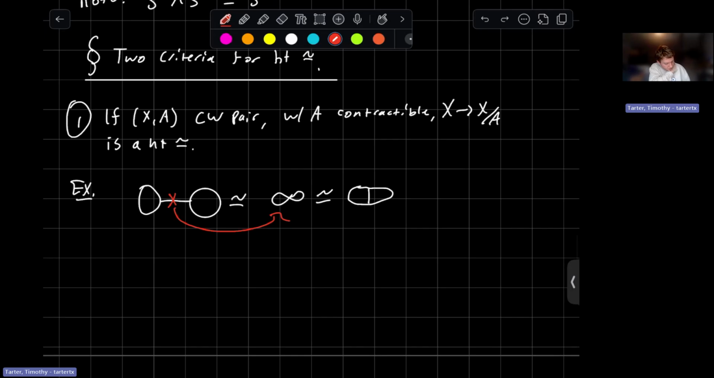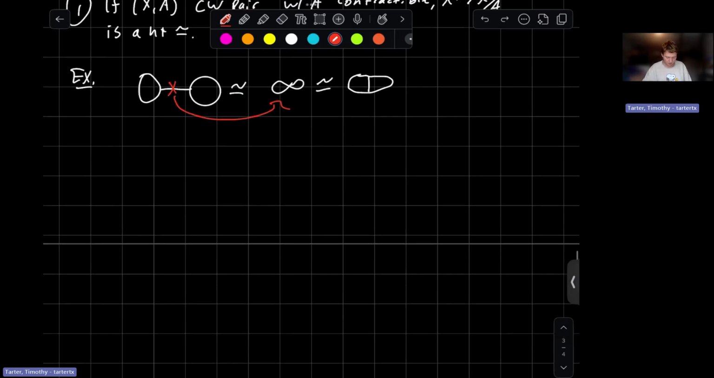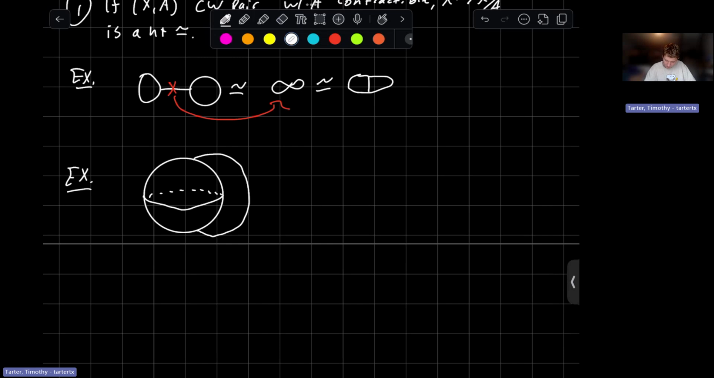As another example, we can consider, oh boy, this is a tough thing to draw, but I've got this. So this, I'm going to color two arcs.